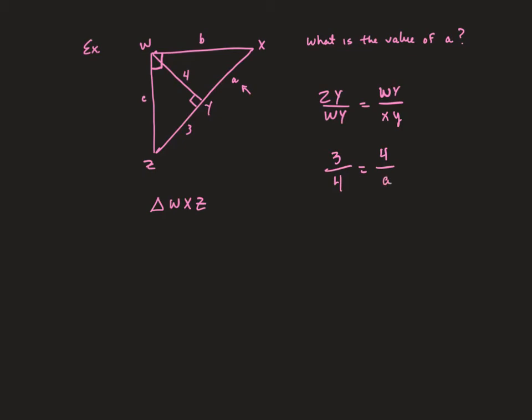So I end up doing some cross multiplying, and I have 3 times a is equal to 4 times 4, or 3a is equal to 16. Divide both sides by 3, and a is going to be equal to 16 over 3, or if I were to simplify that, that would be 5 1/3 units. Okay, that's using my geometric mean to solve for missing variables.